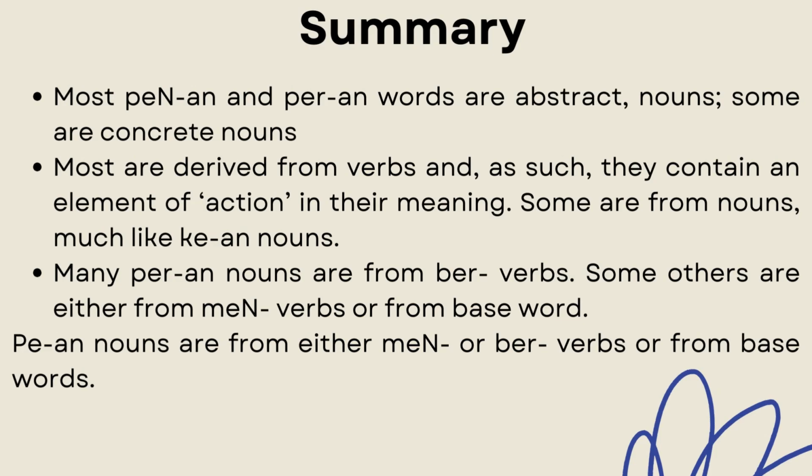Summary. Most pen-an and per-an words are abstract nouns, some are concrete nouns. Most are derived from verbs and, as such, they contain an element of action in their meaning. Some are from nouns, much like ke-an nouns. Many per-an nouns are from ber verbs. Some others are either from meng verbs or from base words. Pen-an nouns are from either meng verbs or from base words.